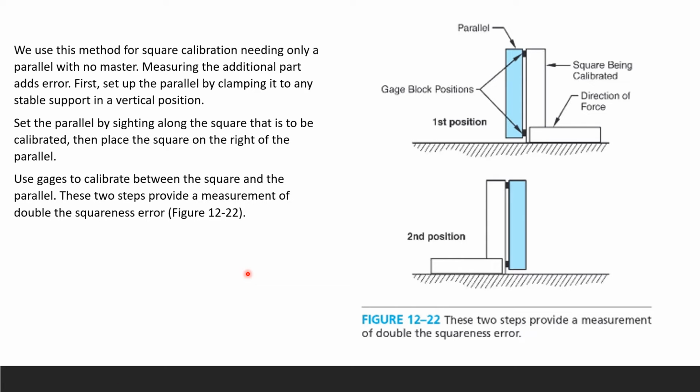Okay, so we use this method for square calibration, needing only a parallel, this one, with no master standard. Measuring the additional part definitely adds error. First, set up the parallel by clamping it to any stable support in a vertical position. Set the parallel by sighting along the square that is to be calibrated. Then place the square on the right of the parallel. So here is your square, and here is your parallel. This is the beam of your square. This square is going to be calibrated, and this is the direction of your force.